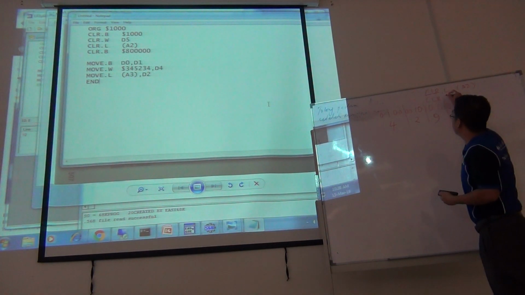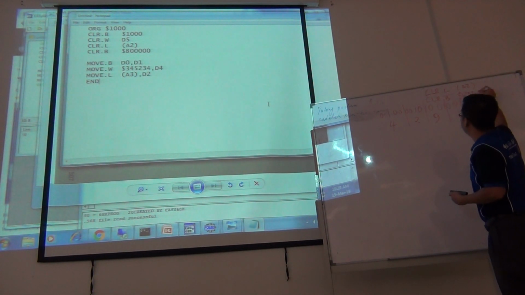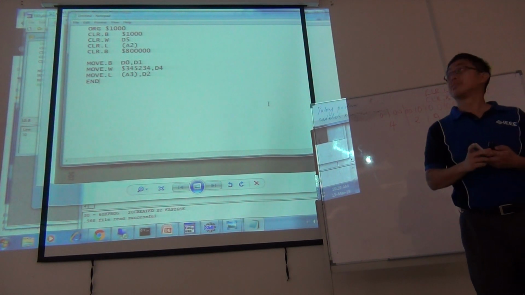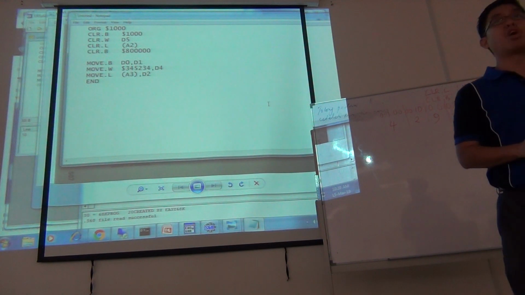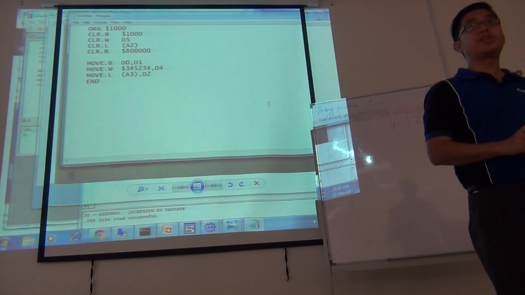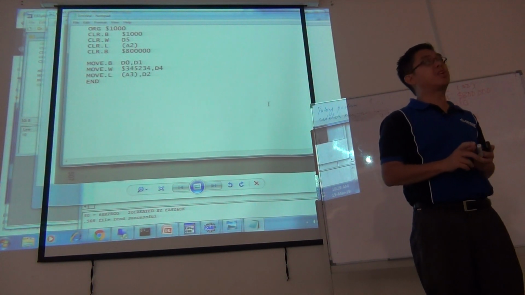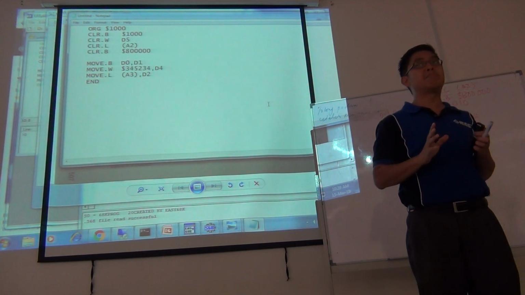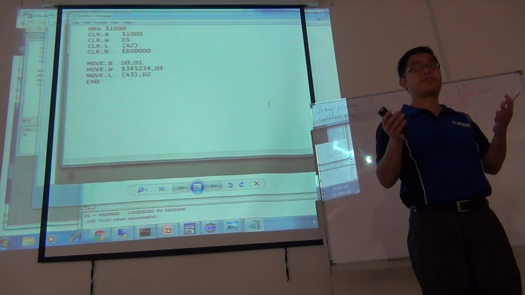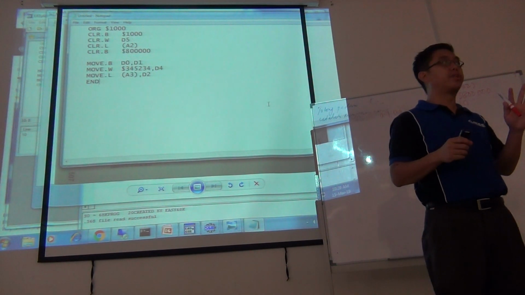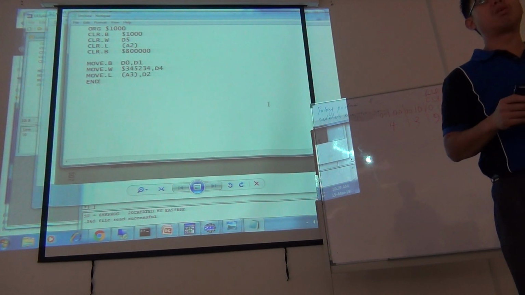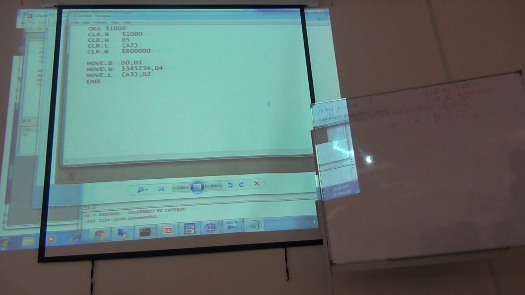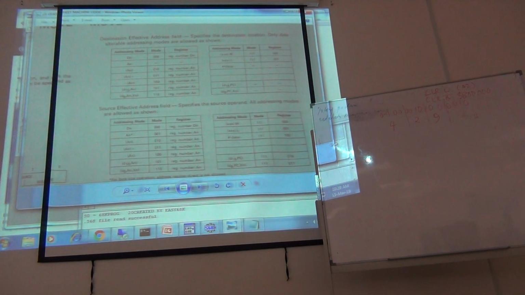Clear.byte $800,000. That is basically a dollar sign only, so that means it is pointing to the memory location, and the addressing mode is for the absolute long, because its minimum number should be 6 and above. 4 is absolute short, 6 is absolute long. So right now you have to go back to the data sheet. Data sheet same thing.